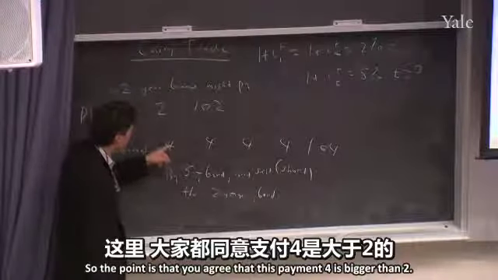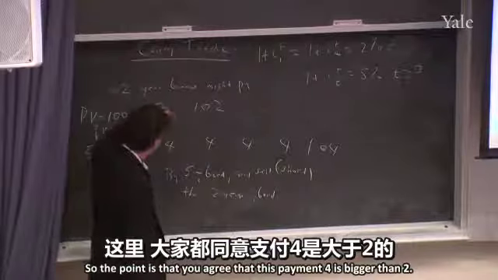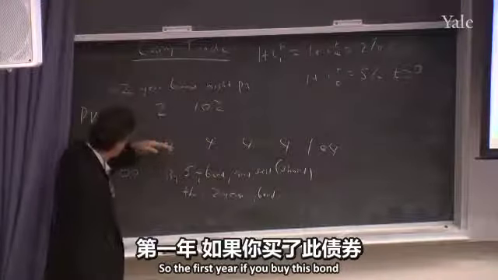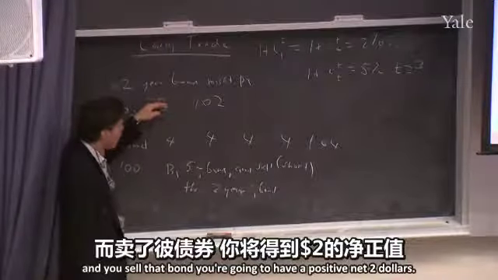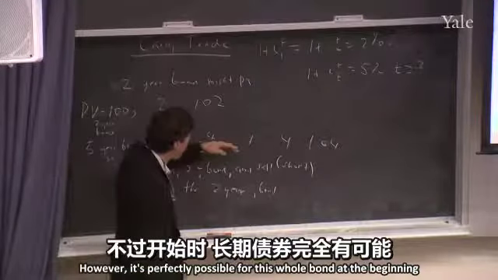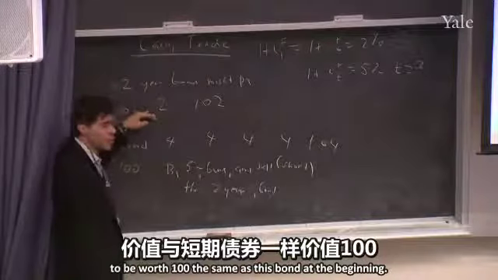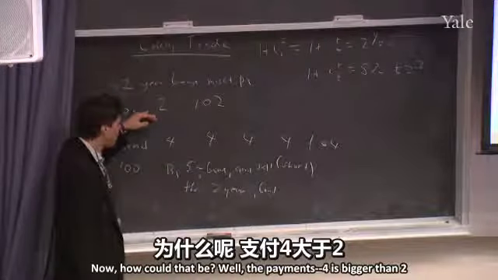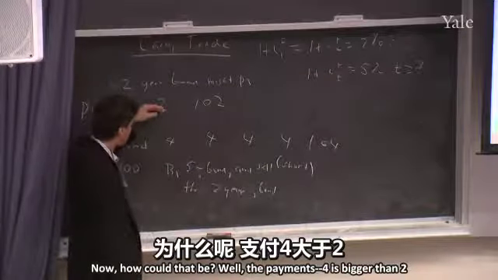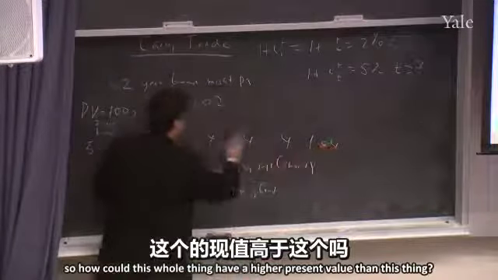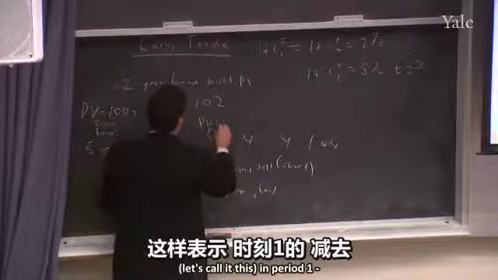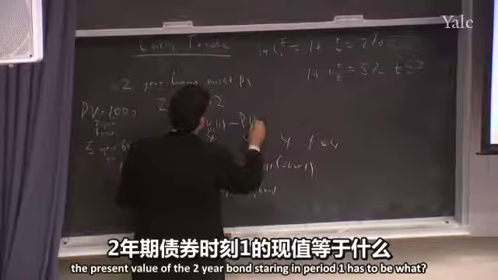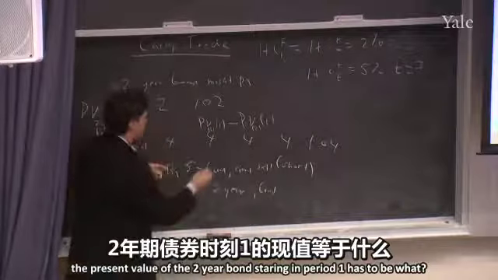So the point is that you agree that this payment 4 is bigger than 2. So the first year, if you buy this bond and you sell that bond, you're going to have a positive net $2. However, it's perfectly possible for this whole bond at the beginning to be worth 100, the same as this bond at the beginning. Now, how could that be? Well, the payment 4 is bigger than 2, so how could this whole thing have a higher present value than this thing? It has to be that starting at period 1, the present value of this 5-year bond, in period 1, minus the present value of the 2-year bond starting in period 1 has to be what?